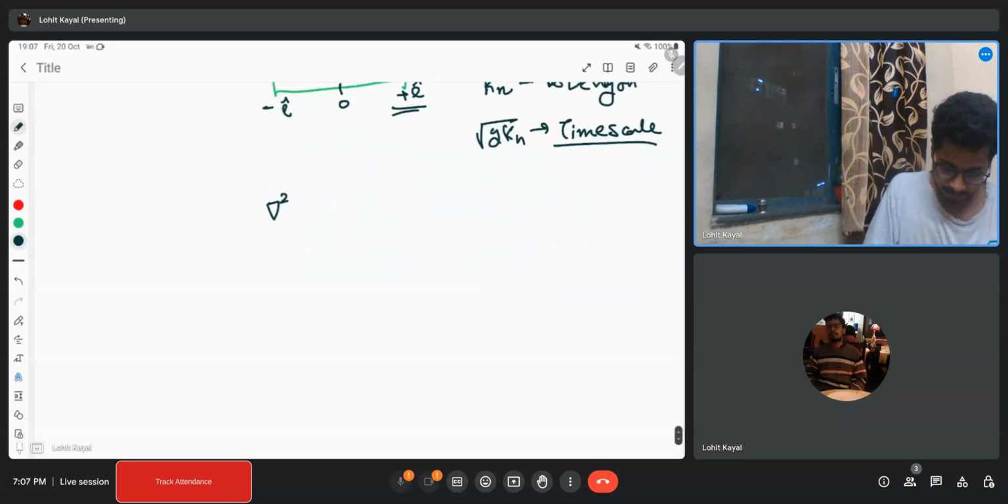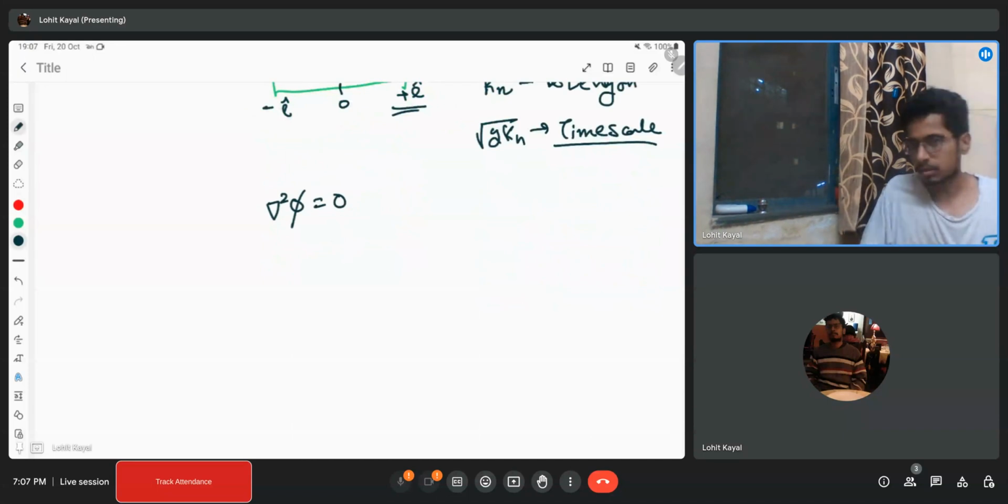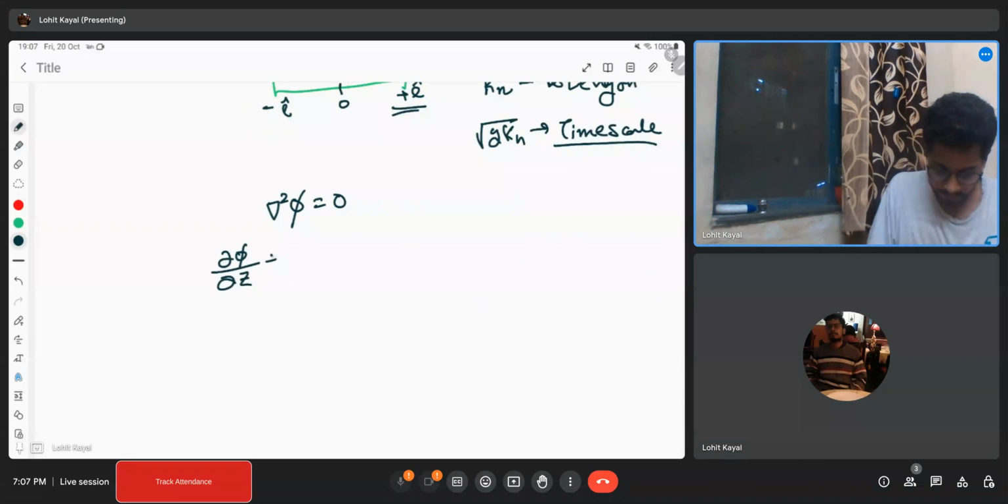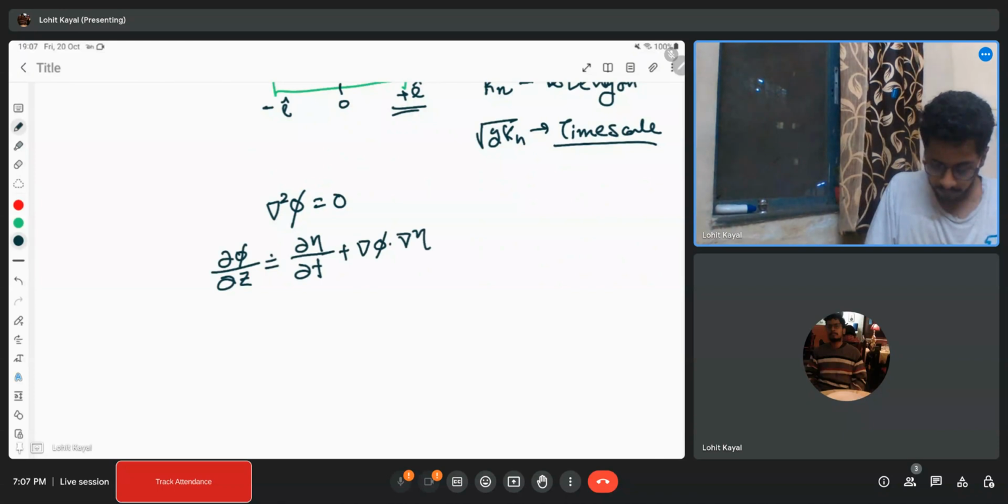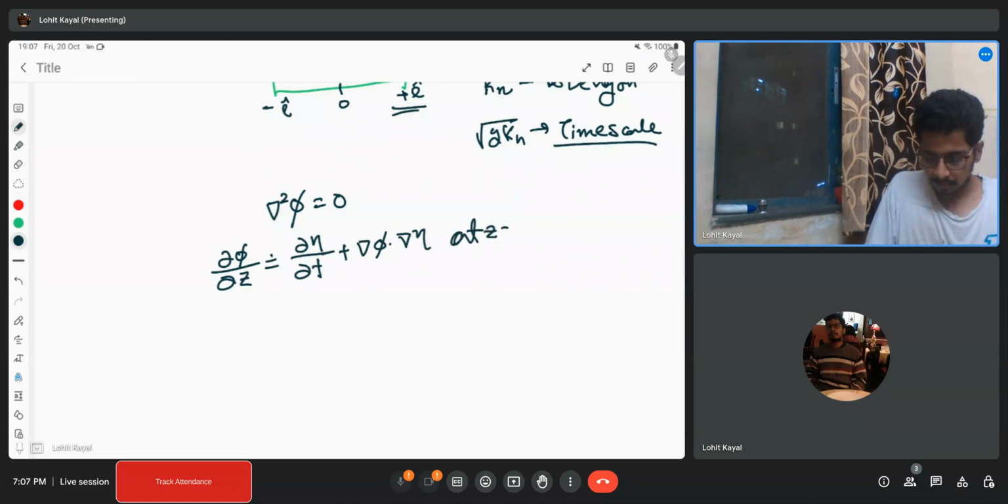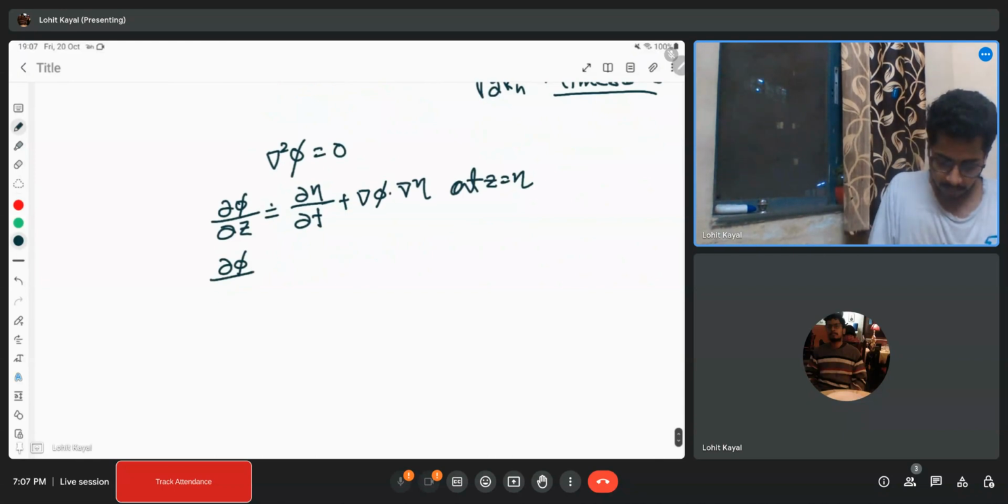That is, Laplacian of phi equal to 0. We will assume inviscid irrotational approximation. Then that is the kinematic boundary condition, the nonlinear kinematic boundary condition. And this is the Bernoulli equation at the interface.